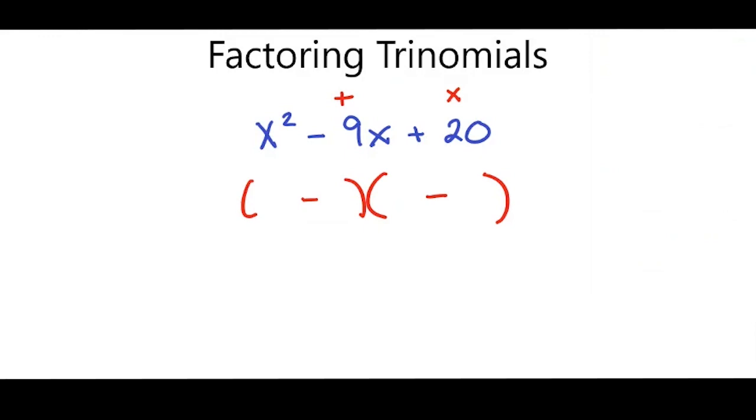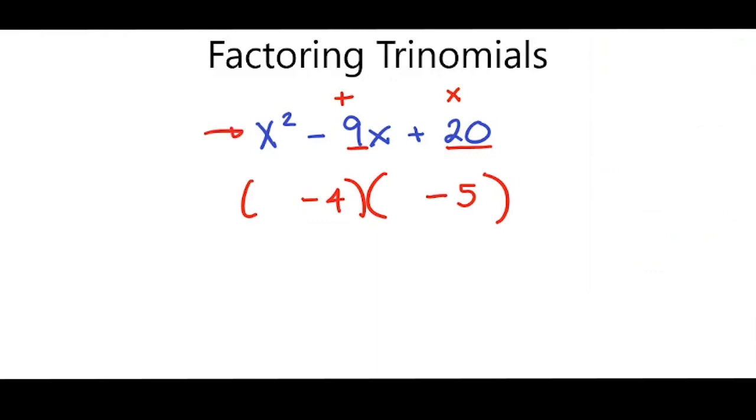So what two numbers multiply together to be positive 20, but add together to be negative 9? Well, now that we've established the fact that they're both going to be minus, what two numbers multiply to be 20 and add together to be 9? Well, 4 and 5 multiply to be 20 and add to be 9.